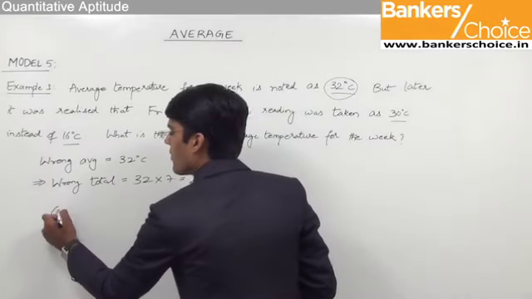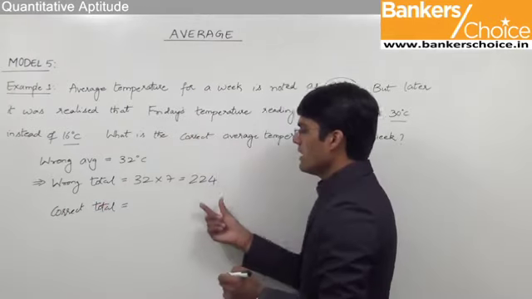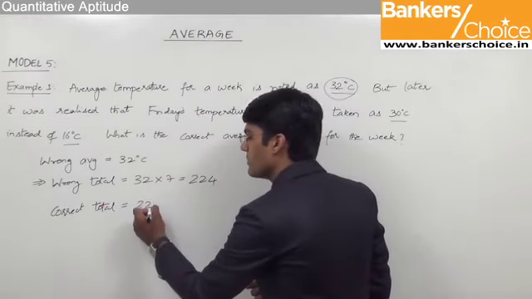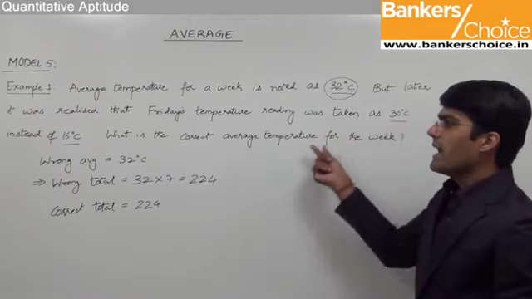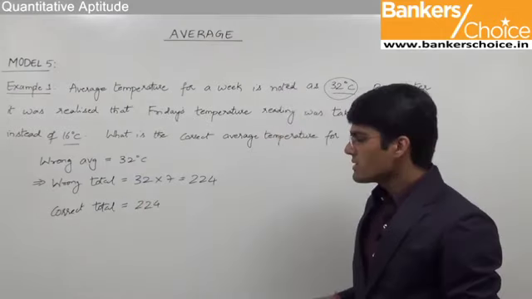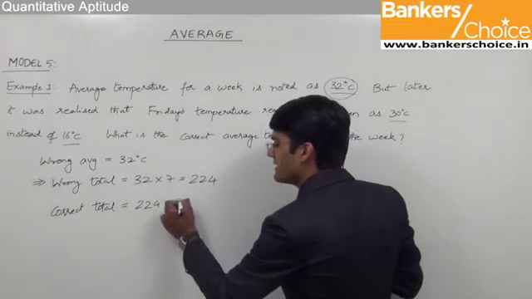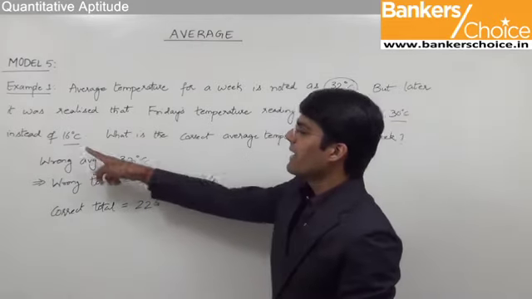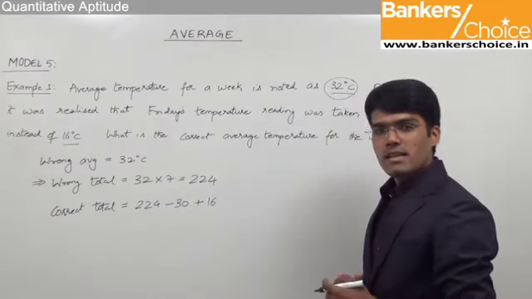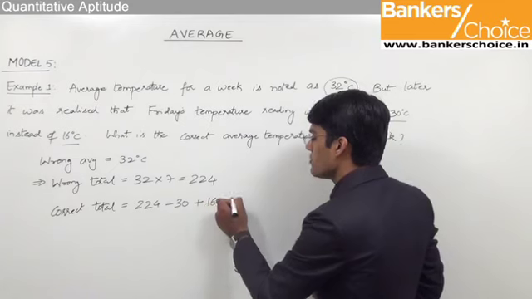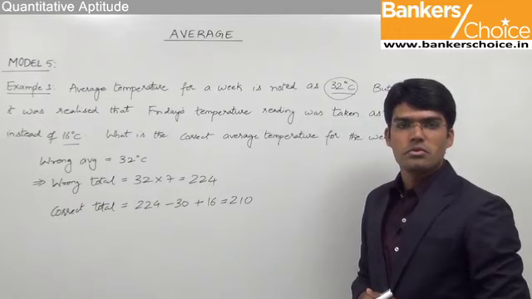The correct total, or the correct sum of all the temperatures, should be equal to the wrong total, that is 224. From this we should subtract the value 30 and add the value 16, because we know that 30 is a part of 224. So we should subtract this 30 and add the correct value, that is nothing but 16. So 224 minus 30 plus 16 will be equal to 210. That means the correct total for the whole week is equal to 210.